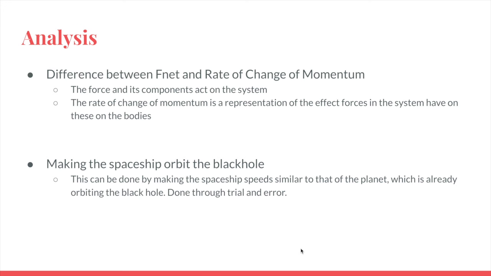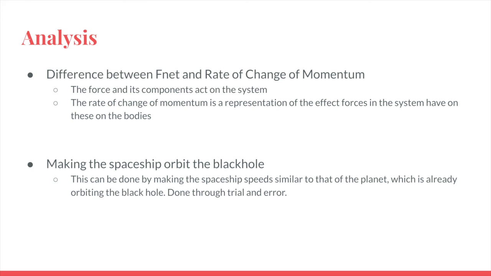Now getting into the analysis and answering questions about the two parts of this lab. So the first is discussing the difference between F net and rate of change of momentum and its relative components. Semantically, the force and its components act on the system. They are forces that act on the system, whereas the rate of change of momentum is a representation of the effect these forces in the system have on the bodies in the system. So that is the main difference between the force and rate of change of momentum.